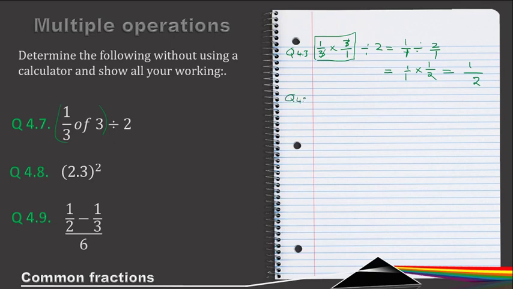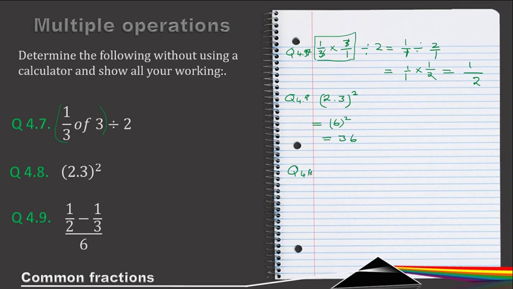Question 4.8 is 2 times 3 squared. Now, we have to do the inside. We simplify the inside of this bracket first. So this is just 2 times 3, which becomes 6. And then that's squared. So 6 squared is 36.